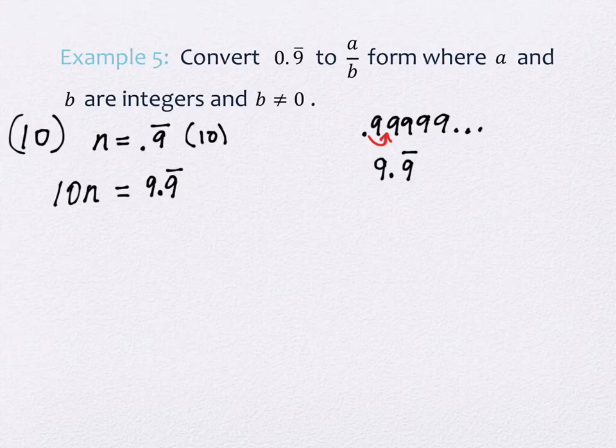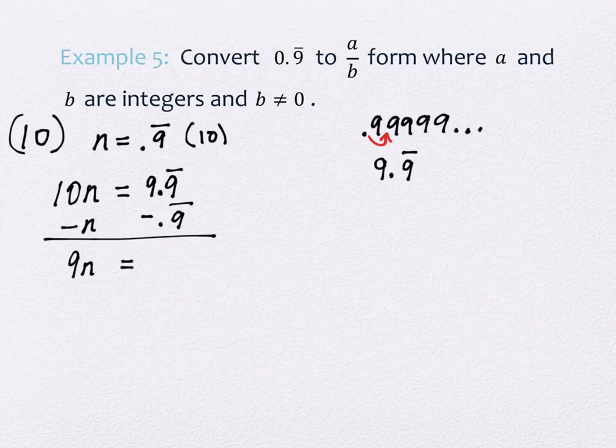Okay, all good so far? What's my next step? Subtract the original, which is n from the left and 0.9 from the right, 0.9 repeating. I have 9n on the left. What do I have on the right? 9. And what will we do? We will divide by 9. And what do we get?